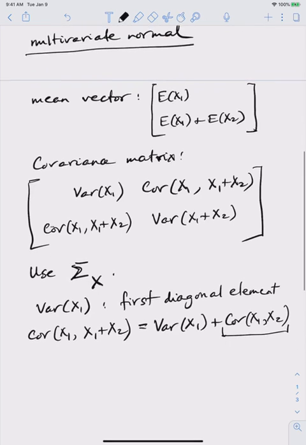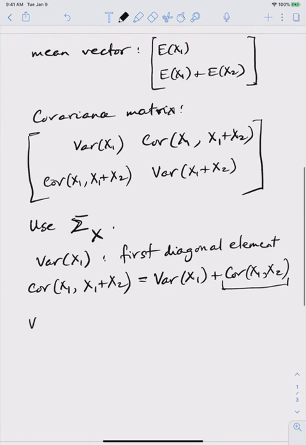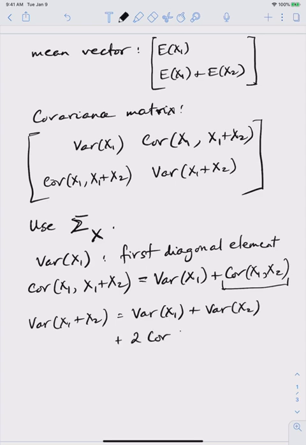And how do we find variance of x1 plus x2? It's the variance of x1, which we found, plus the variance of x2, which is the next diagonal element, plus twice the covariance of x1 and x2, which also we can find in the first row or in the first column of the covariance matrix of X.